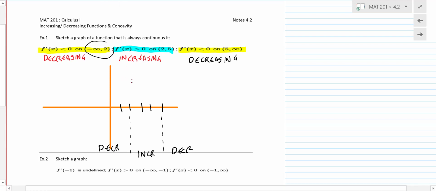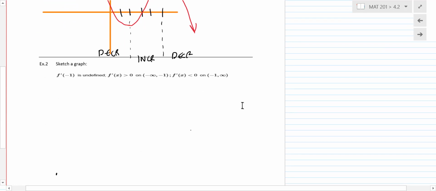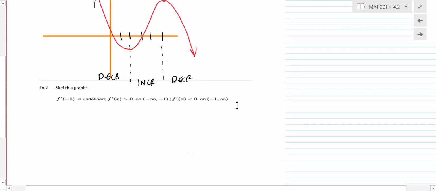So one possibility would be something like this. You would have a function that's decreasing, hits kind of a low point, increases, hits a point like that, and then goes down like that. So that's a real simple idea right there. That would be one possibility, but there's others as well. Okay? All right? So that would be kind of the idea. All right, next one. Let's see kind of what we have here.